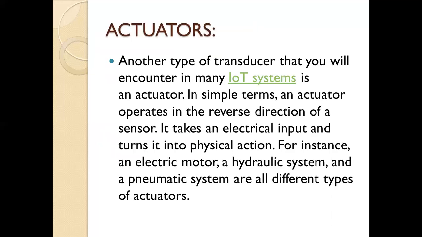Now, actuators. Another type of transducer that you will encounter in many IoT systems is an actuator. In simple terms, the actuator operates in the reverse direction of the sensor. It takes the electrical input and turns it into physical action. For instance, an electric motor, a hydraulic system, and a pneumatic system are all different types of actuators.